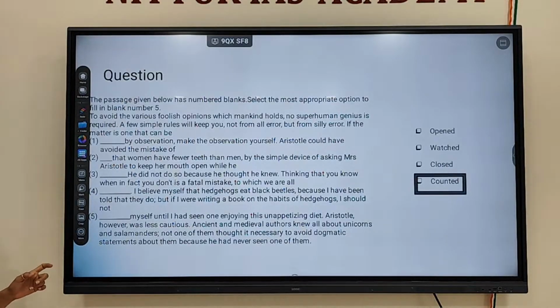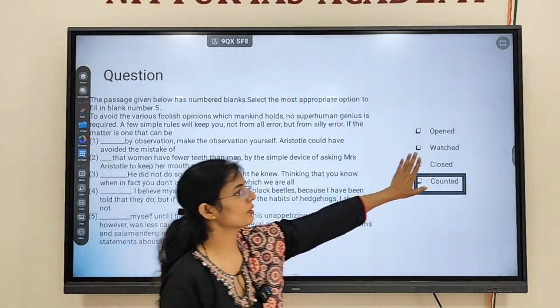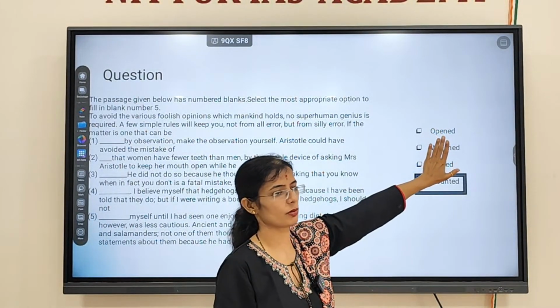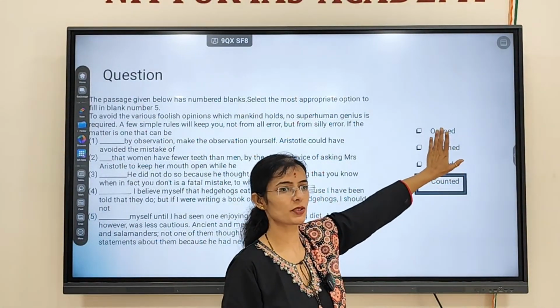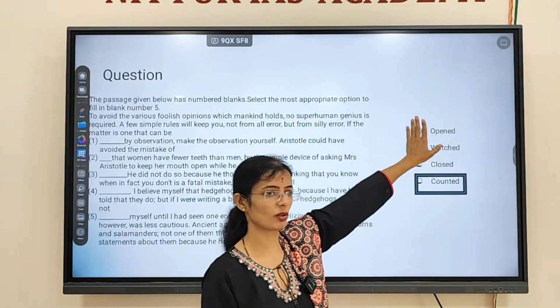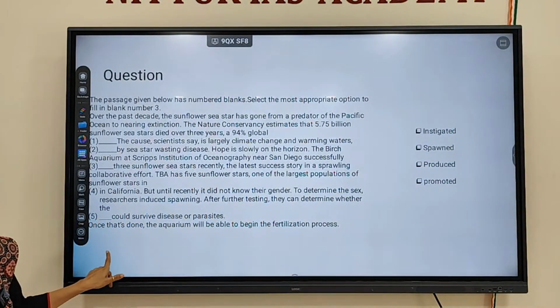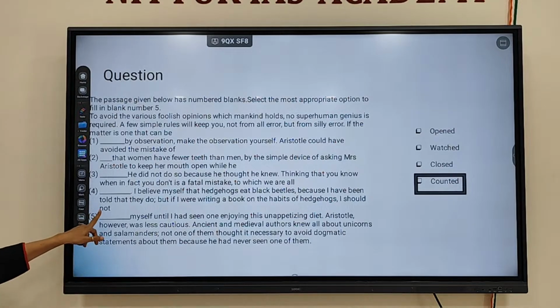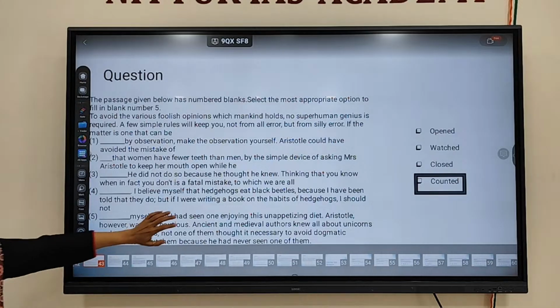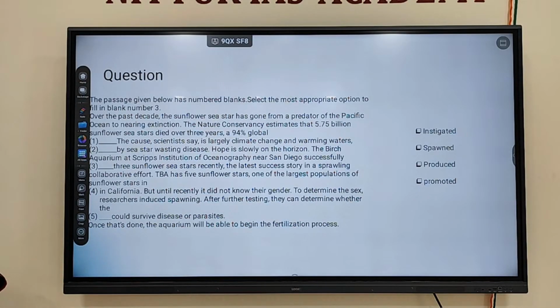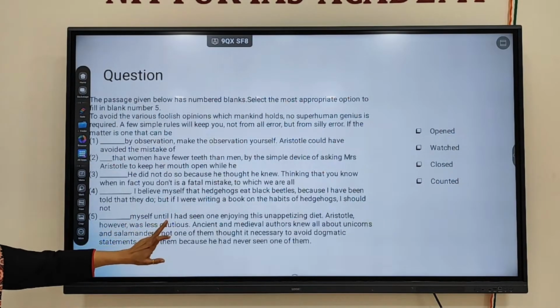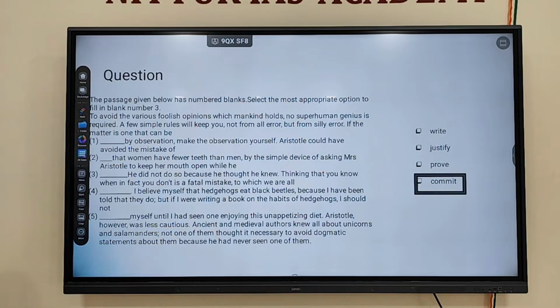Okay? Blank number 5. This is blank number 3 options. My slides have got switched. I have put options for the third one on the fifth one and the fifth one on the third one. So for the third one, the option is counted, and for the fifth one, it is commit. I should not commit. Okay?